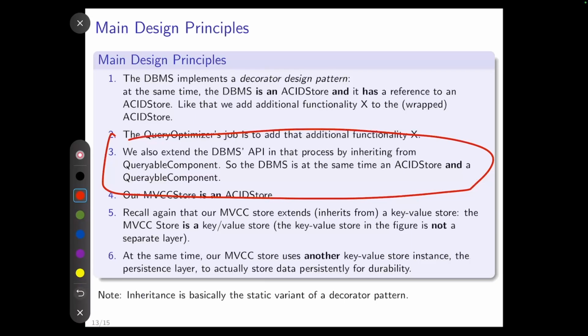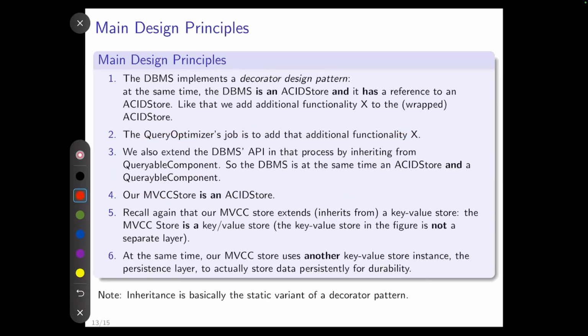What I also changed is I factored out the interface of the MVCC store. So it's now called transactional something store. But there's an abstract interface for any type of asset store. It should implement that interface no matter how it is implemented, and that's factored out in the implementation. The MVCC store extends, so it is a key value store. The key value store in the figure is not a separate layer.